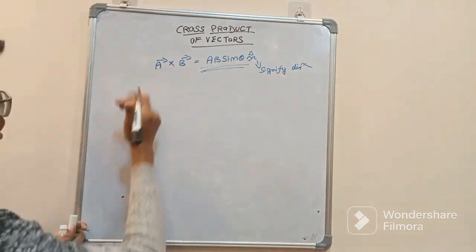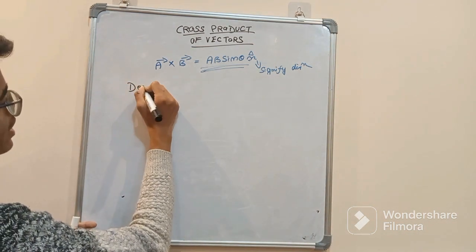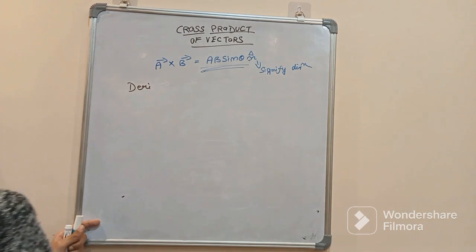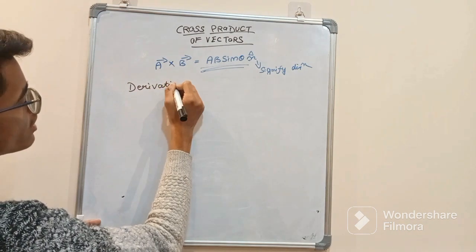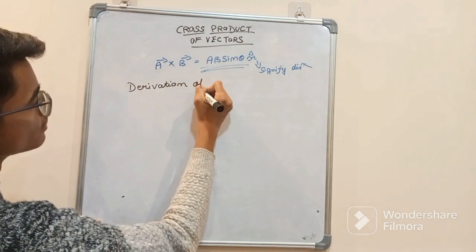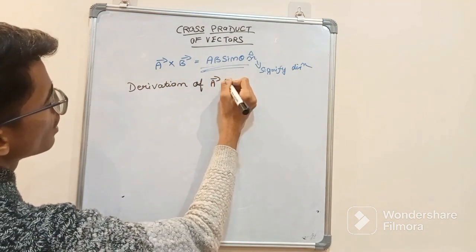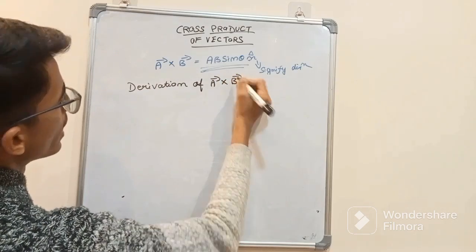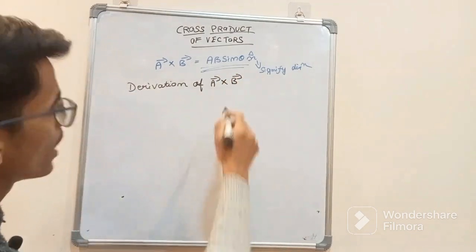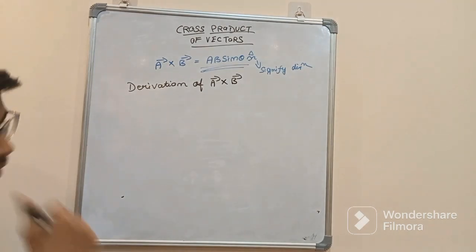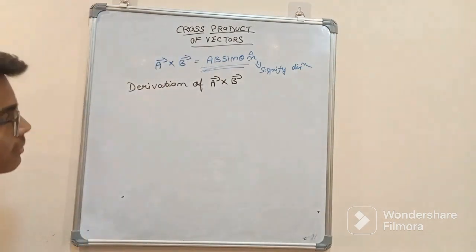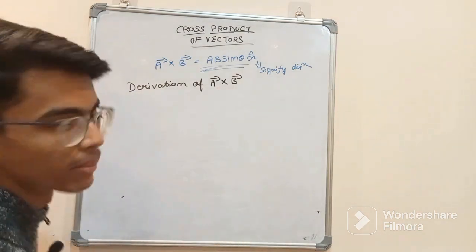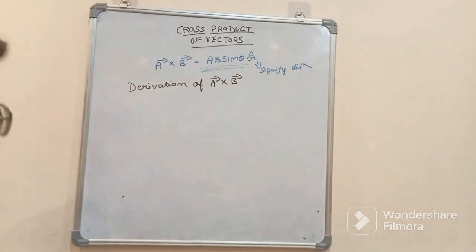Now we'll talk about derivation of a vector cross b vector. ऐसे ही हमने डॉट के लिए भी किया था, ऐसे ही हम क्रॉस के लिए भी करेंगे, but the method is different.